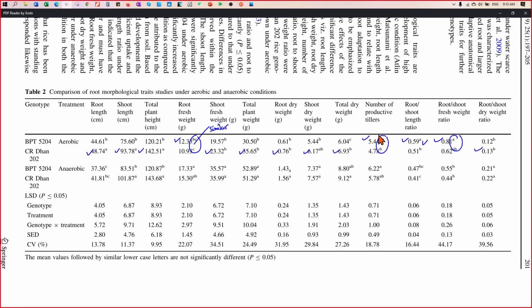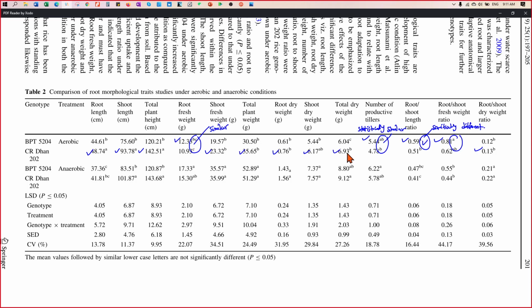They are similar, statistically similar. And you can call this significantly different. What about the total dry weight? The total dry weight of everything.